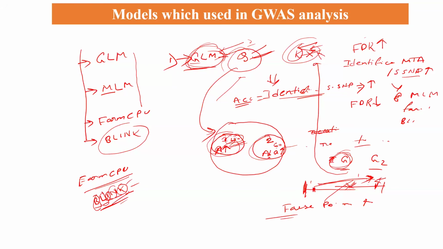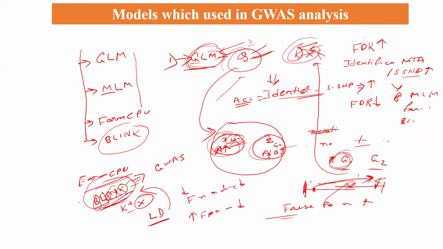And the BLINK model is generally now used for the GWAS analysis. Here kinship is not used. The LD, linkage disequilibrium, is used in the BLINK model, and it reduces the false negative rate. It also reduces the false discovery rate. False positive rate also reduces here. BLINK is the optimum model that can be used in the GWAS.